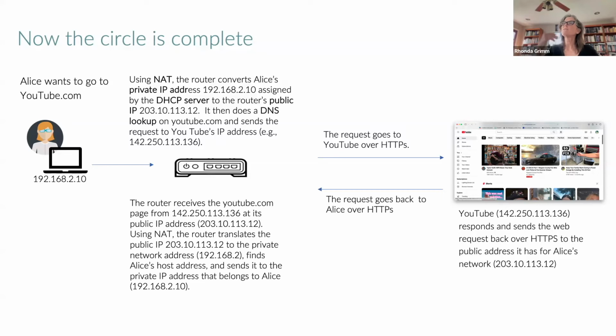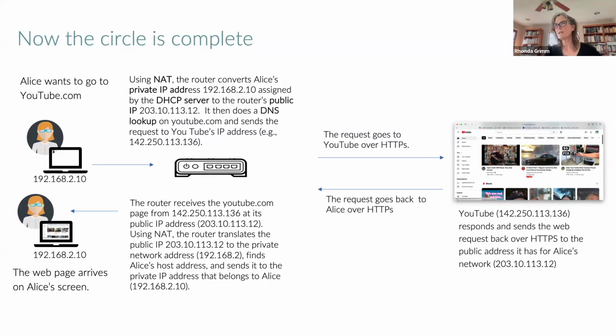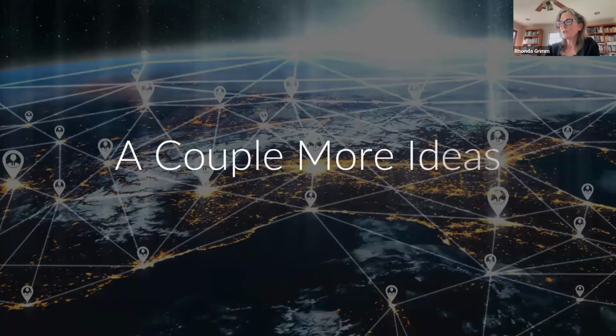The router receives the YouTube.com page at its public address. Using NAT, it translates it back to its private network address, the 192.168.2. It finds Alice's host address and sends it to the private IP address that belongs to Alice. And voila, she gets her web page on her screen on her laptop. So congratulations. That is essentially how things move around the internet.